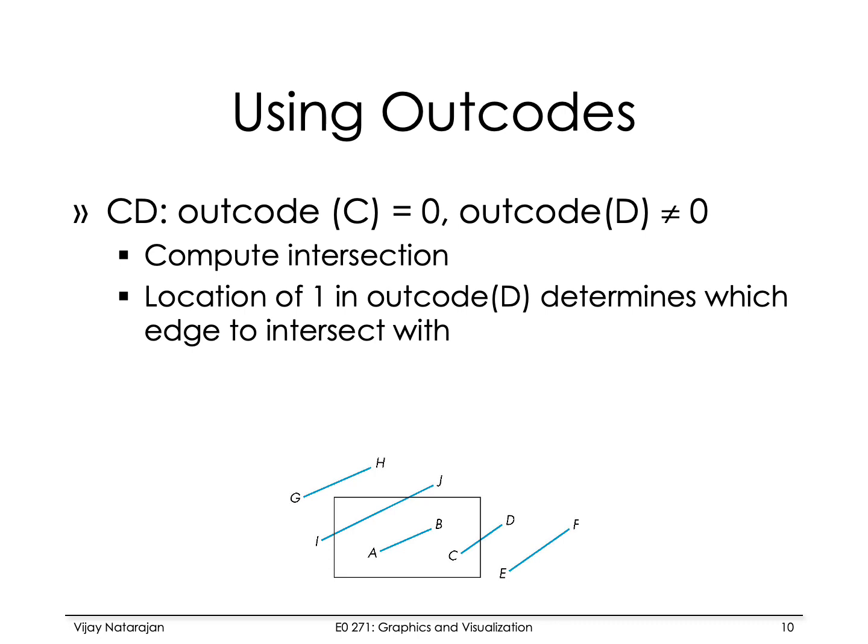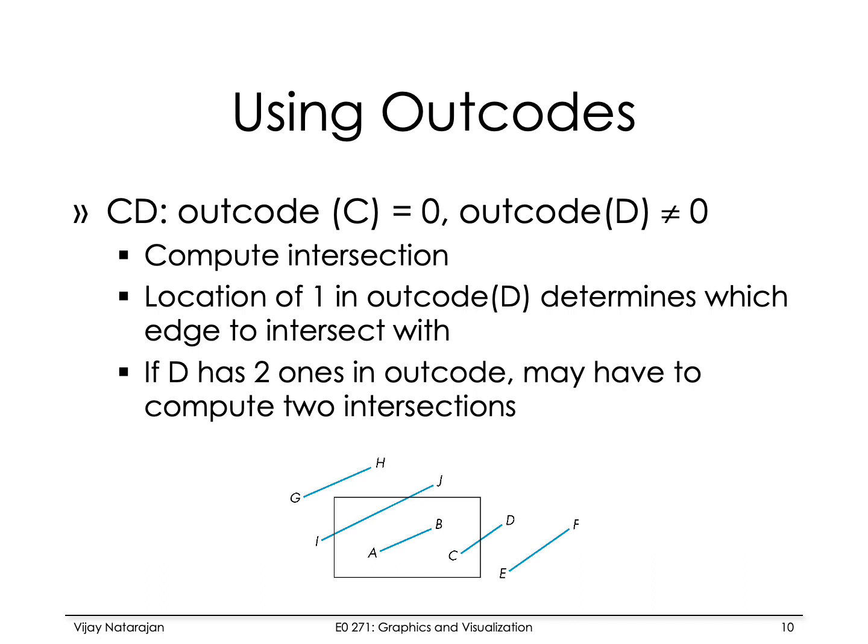Of course, D could have 2 1s. For example, D, instead of lying here, it could lie here. In this case, it will be to the right side of x equals x max, and it will be above y equals y max. So there will be 2 1s in its outcode. In that case, we may have to do 2 intersections.